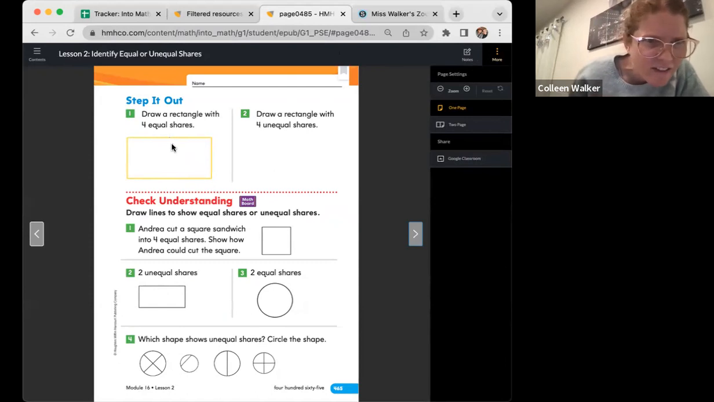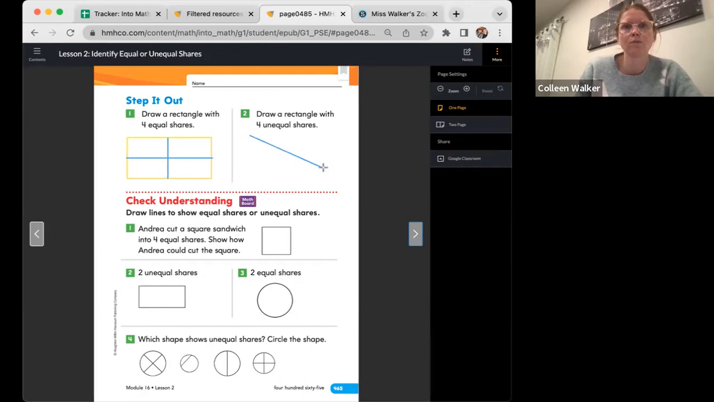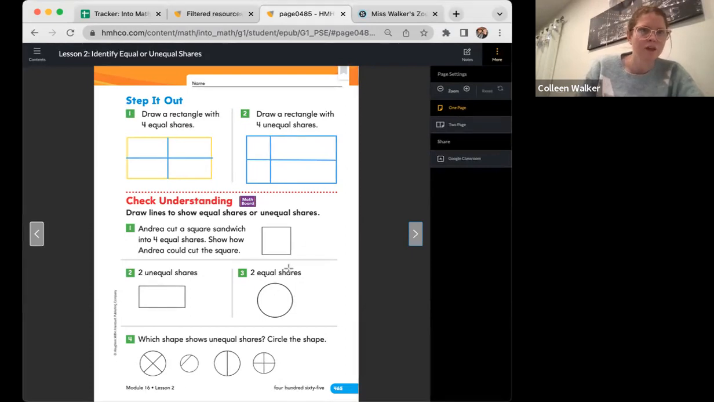Oh, that doesn't look like half. Let's try again. Closer. Half. And then we're going to cut it in half again. Yay. Awesome. And then part 2 says draw a rectangle with 4 unequal shares. So we just need to make 4 parts that are not equal. So we can cut it down this way. And then if we were to cut it this way, all 4 of those parts are not the same.